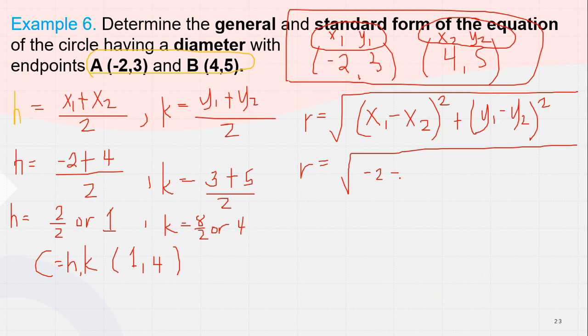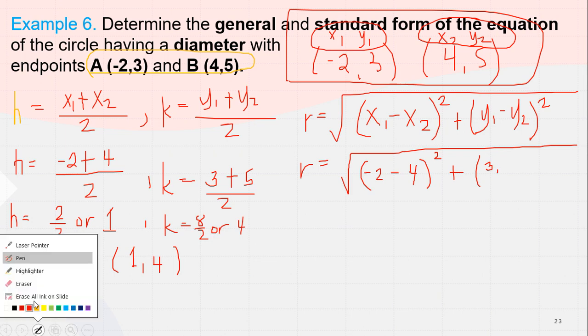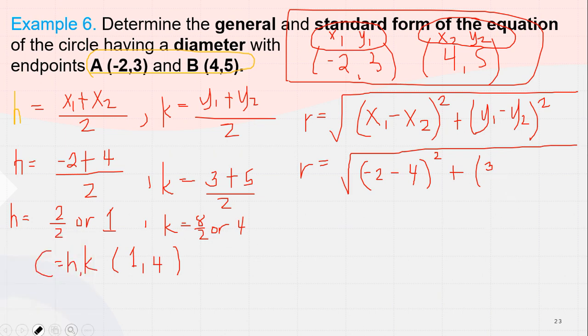Then, minus x sub 2. What is our x sub 2? So, is 4. Then, raised to 2 plus, how about y sub 1? 3. And what is our y sub 2? Sorry guys, I forgot to. This is minus 5 raised to 2.